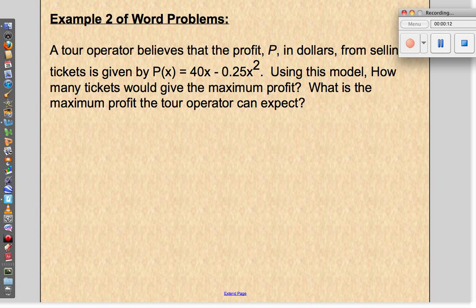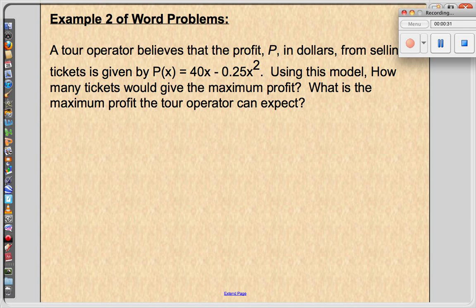A tour operator believes that the profit P in dollars from selling tickets is given by P of X is equal to 40 times X minus 0.25 times X squared. Using this model, how many tickets would give the maximum profit? What is the maximum profit the tour operator can expect?